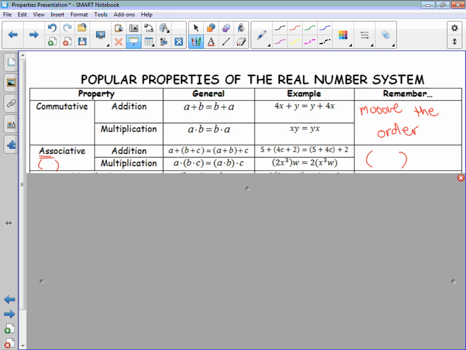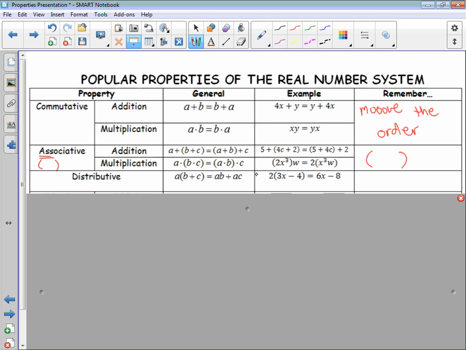Hopefully you've all heard of the next one. That's the distributive. Say that with me. It's distributive. Raise your hand if you've seen the distributive property before. Oh, I know you've seen it. Distributive. You got something outside and it's multiplying the parentheses.